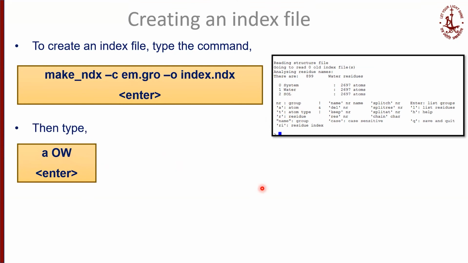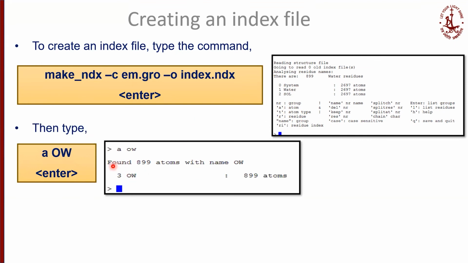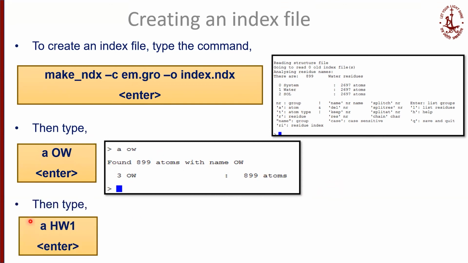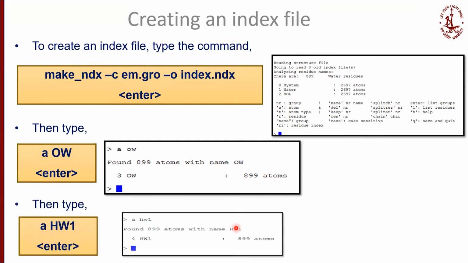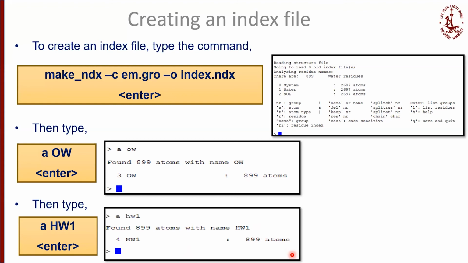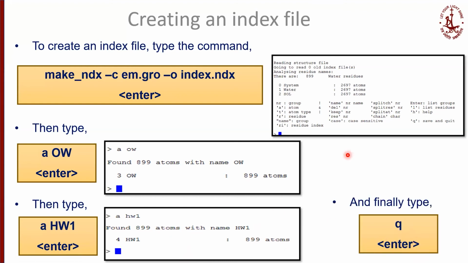So it will create an index with the numbers of oxygen of water molecules in it. So found 899 atoms with name OW because there are 899 water molecules. Then if you type out HW1, it will give again 899 atoms. Then if you type out HW2, it will again give you 899. At the end, you always have to type out Q because Q means save and quit.